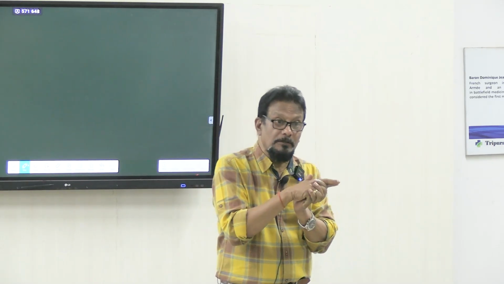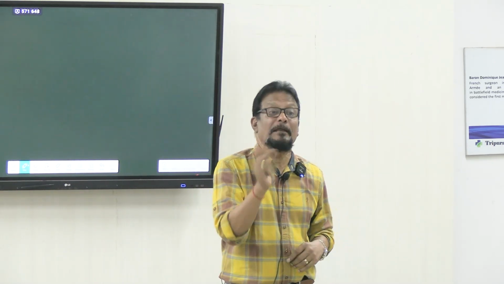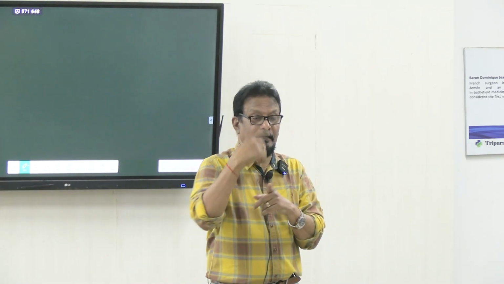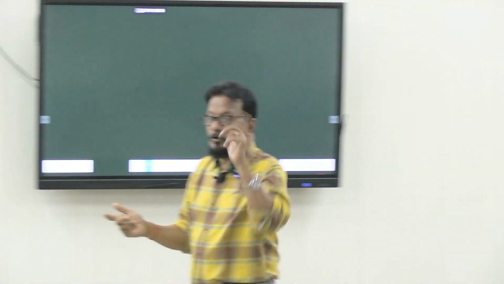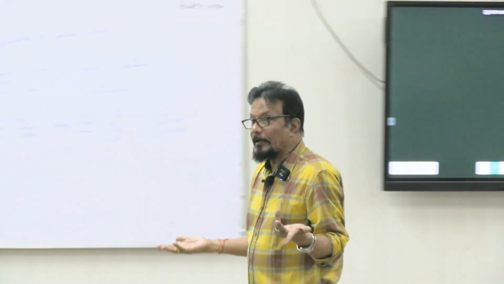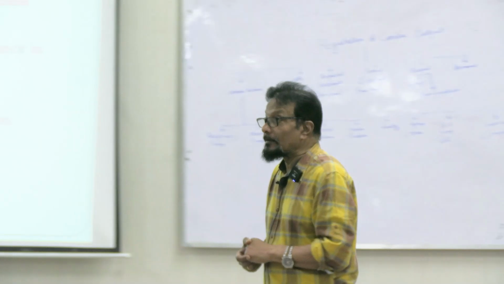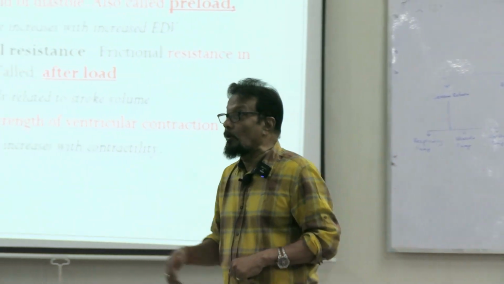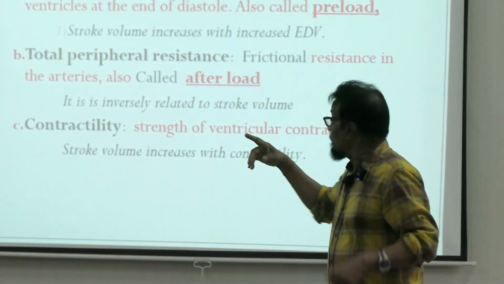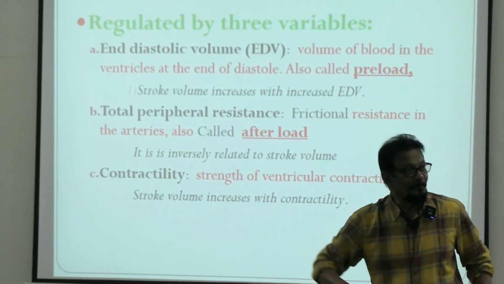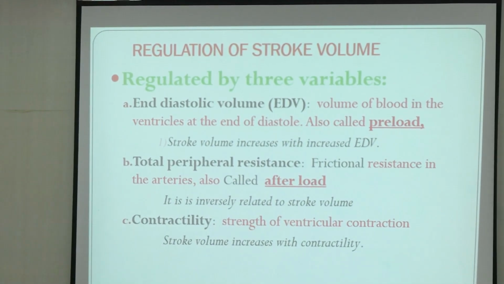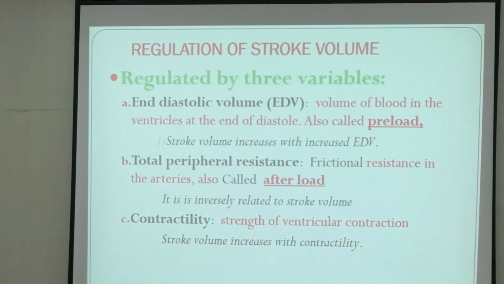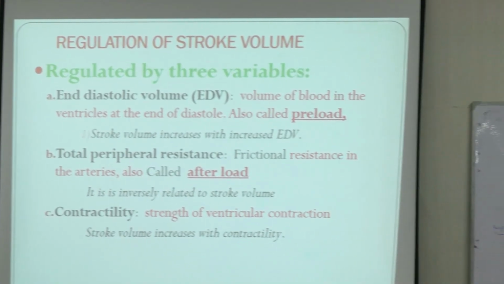Is that clear? Preload. So you may get a question about preload. What is preload? Preload affects cardiac output, stroke volume. Explain. Preload affects stroke volume. Explain. This sort of question you can get. How is preload different from afterload? So we have two loads. One is preload, which you understood. And now what is afterload?